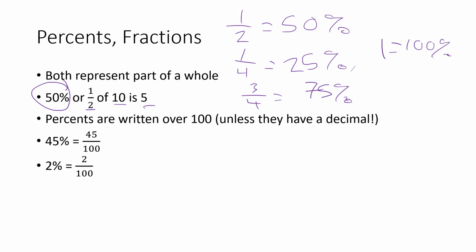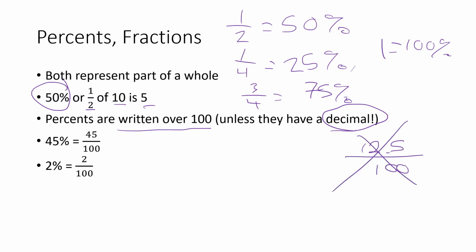A percent, when we write it as a fraction, is always written over 100, unless it has a decimal. We cannot have something like 12.5% over 100. You can't have a decimal in a fraction. We will look in a minute at what you do if you have a decimal in your percent. But for now, if your percent is a whole number, you just write it over 100 to turn it into a fraction.